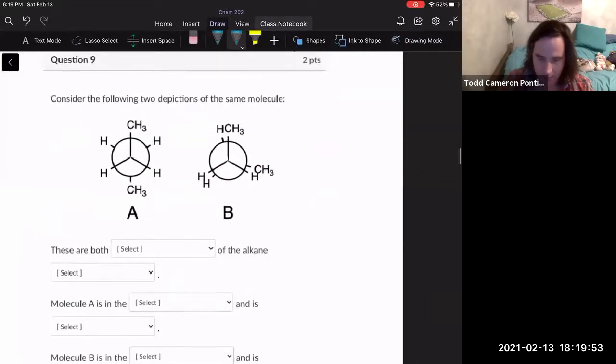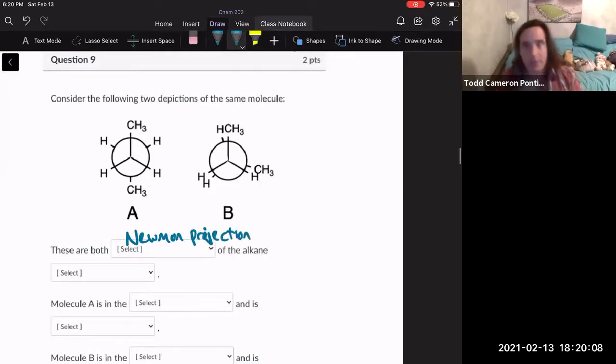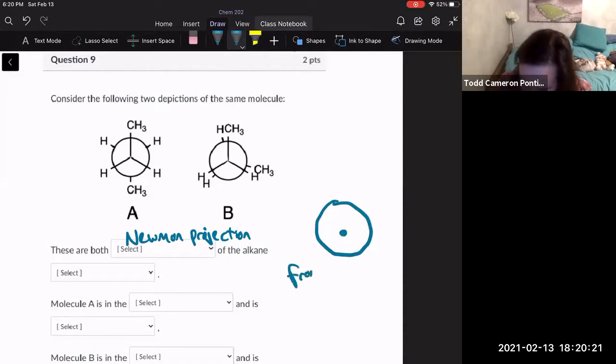All right. Here we have two different Newman projections of the same molecule. So again, the first question asks what these are. So these are Newman projections. And the idea with a Newman projection is you basically look at two carbons head on. So you line those two carbons together. The front carbon is going to be just a little circle, and the back carbon is represented by a larger circle.